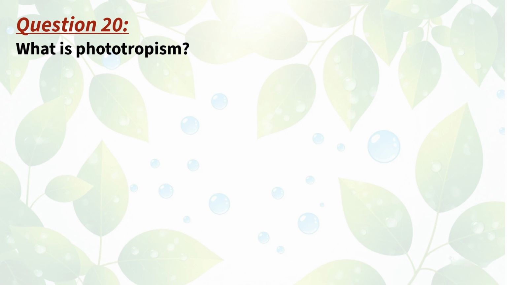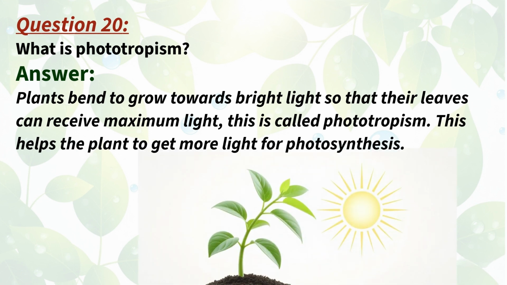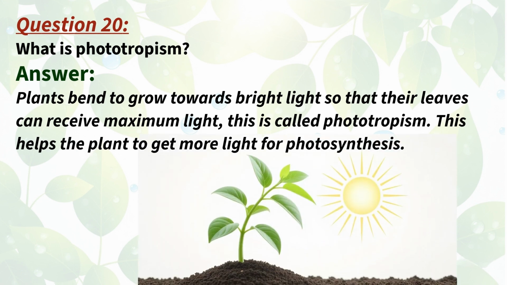Question 20. What is phototropism? Answer. Plants bend to grow towards bright light so that their leaves can receive maximum light. This is called phototropism. This helps the plant to get more light for photosynthesis.